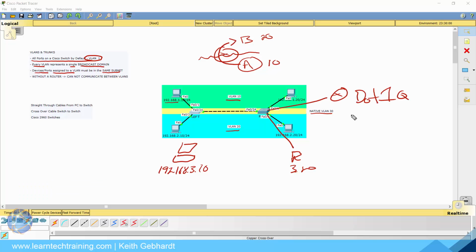It's a protocol that allows the router to communicate this trunk traffic together. And we use that native VLAN to do that. This is a protocol that we use on routers, and this is also known as routing on a stick for anyone that's familiar with that.